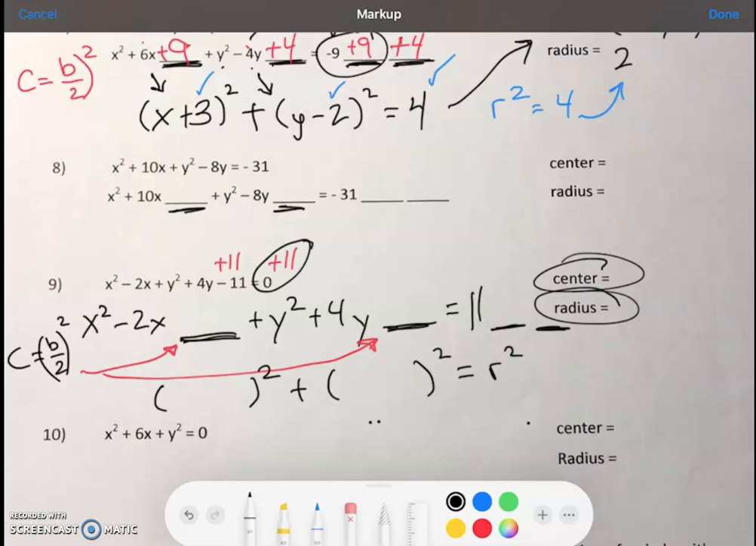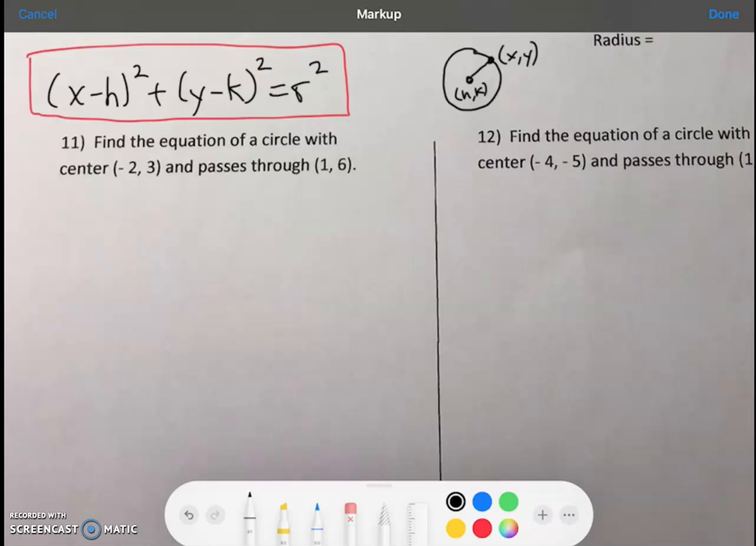It involves completing the square process. Okay, we are going to do the last two problems here. I'm going to at least try number 11. It says, write the equation of a circle, which you should know is like this red box here. We've got to figure out what the center is and what the radius is. With center, negative 2 and 3. So we already have the h and the k, and passes through point 1, 6.